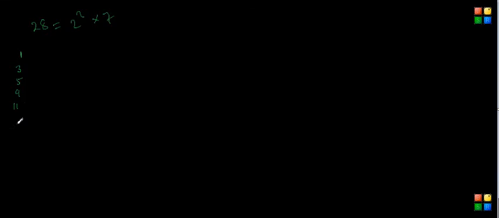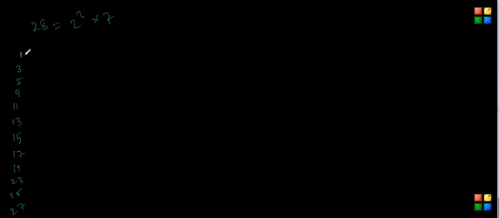9, 11. Obviously all the primes other than the factors of 28 itself will be coprime to 28. So the next number is 13, 15, 17, 19, 23, 25, 27. Let me count them on my fingers: 1, 2, 3, 4, 5, 6, 7, 8, 9, 10, 11, 12. So there are 12 coprimes that I got which are less than 28.